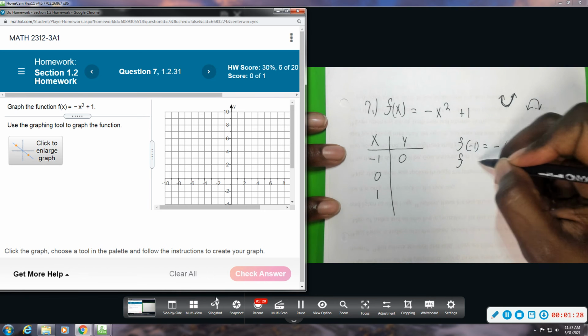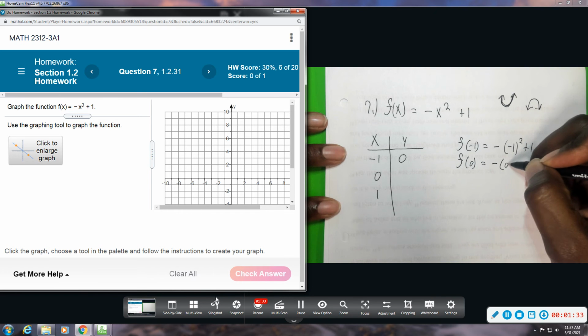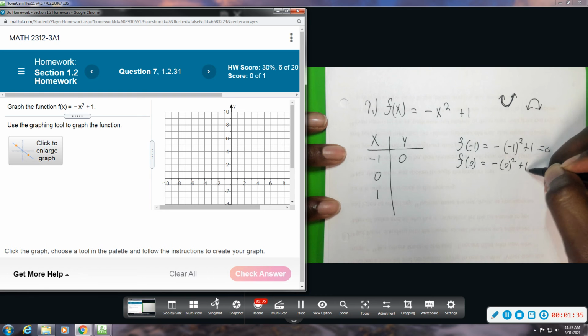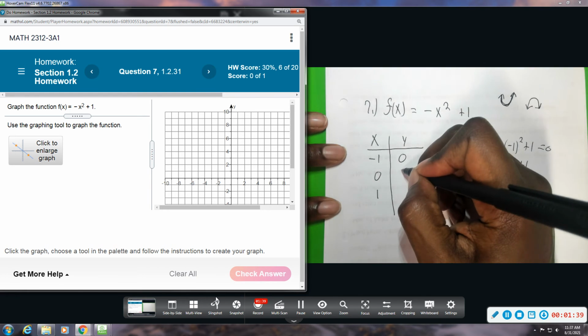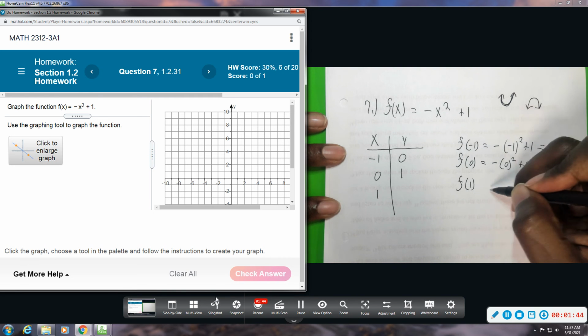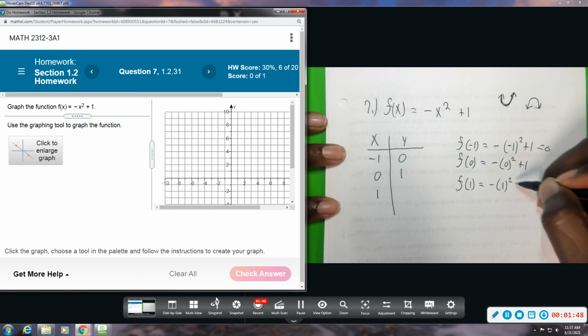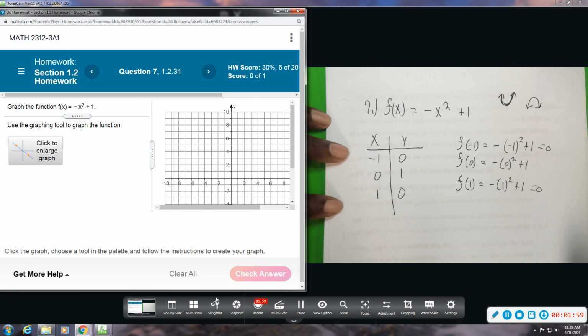And then if I do f of 0, this will give us a negative, and then we have 0 squared plus 1. So this first term just goes to 0, and then we just end up with 1. And then f of 1, we would do -1 squared plus 1. So again, 1 would be squared, it would be +1, it would turn negative. -1 plus 1 will give you 0. So these are my 3 ordered pairs.